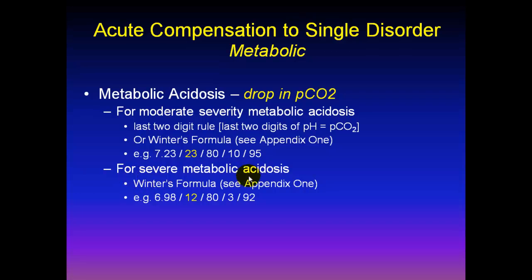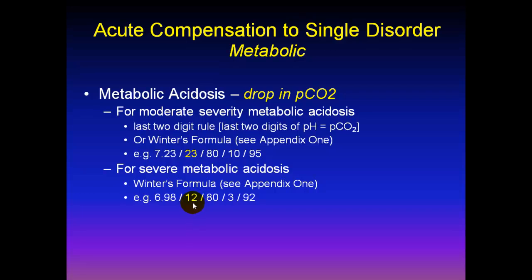Now, for more severe metabolic acidosis or extremely mild metabolic acidosis, the 2-digit rule doesn't work. So in this extreme example where the pH is terribly low, there's an extremely severe metabolic acidosis. The last 2 digits of the pH are nowhere near the 2 digits of the PCO2. Definitely don't use the 2-digit rule. It doesn't work for severe metabolic acidosis. We could use Winter's formula. I hope I have it listed, but I'll just say it.